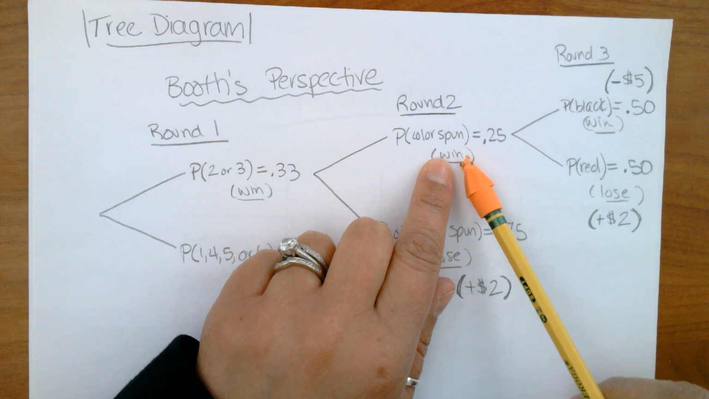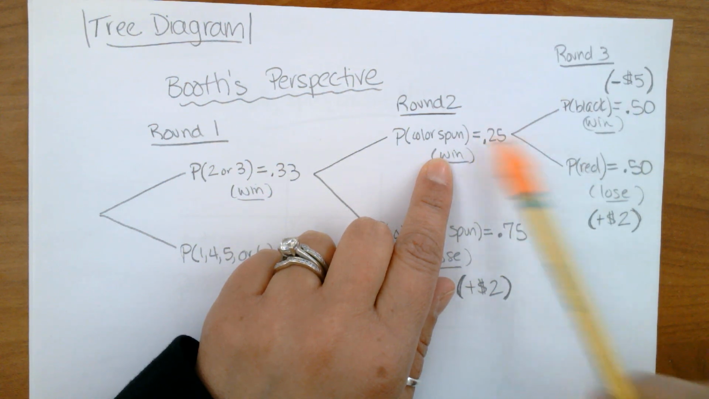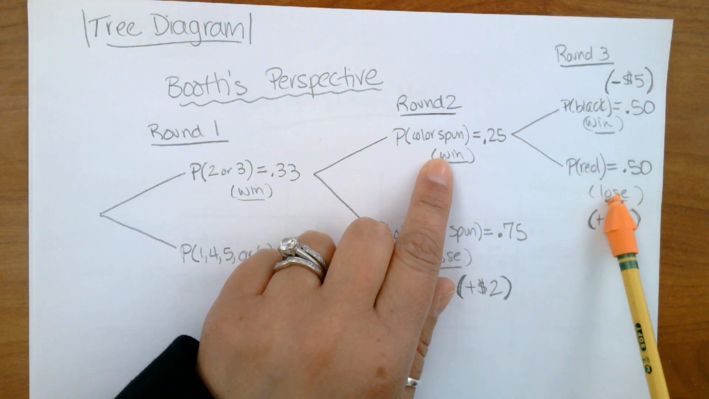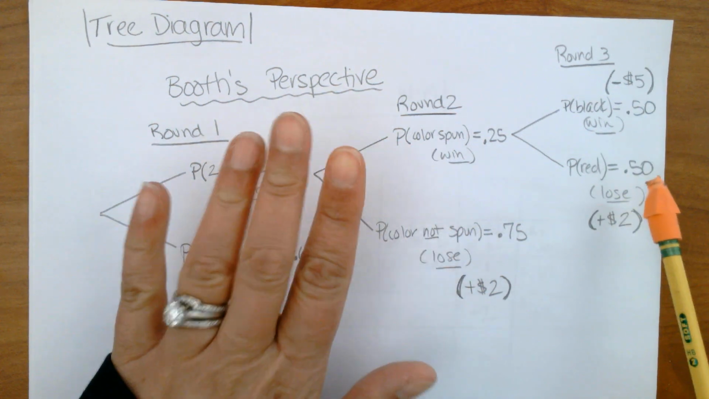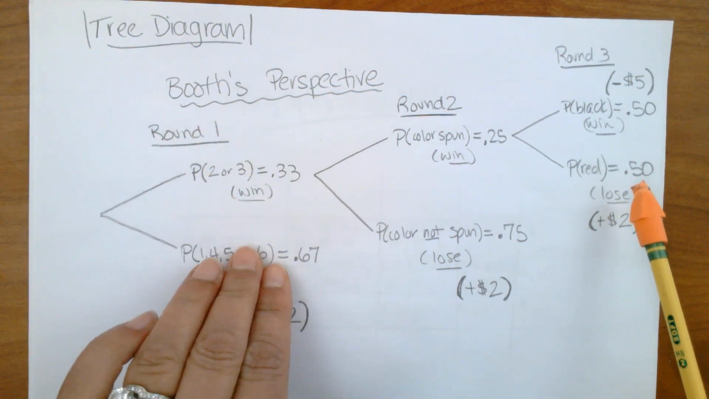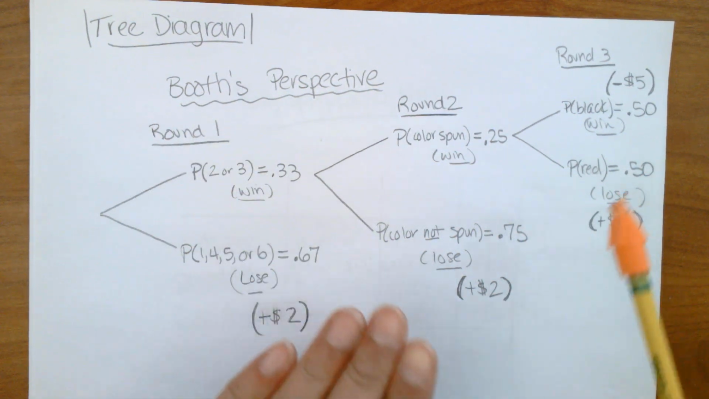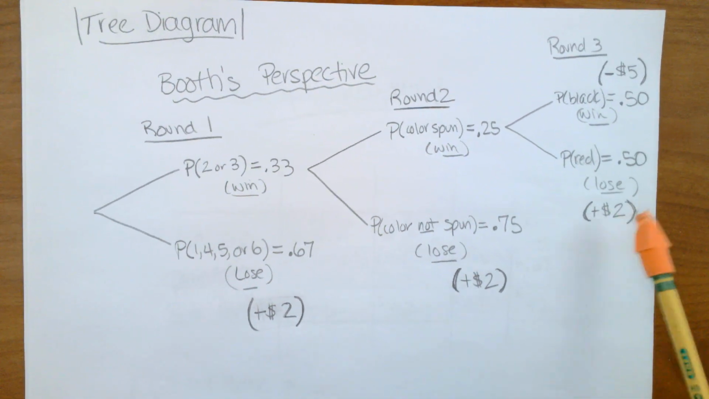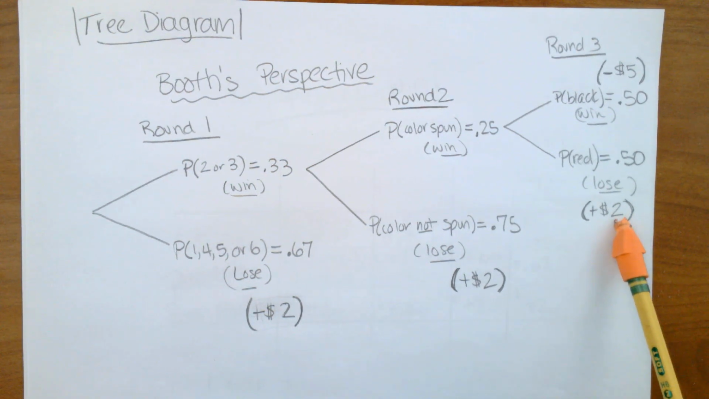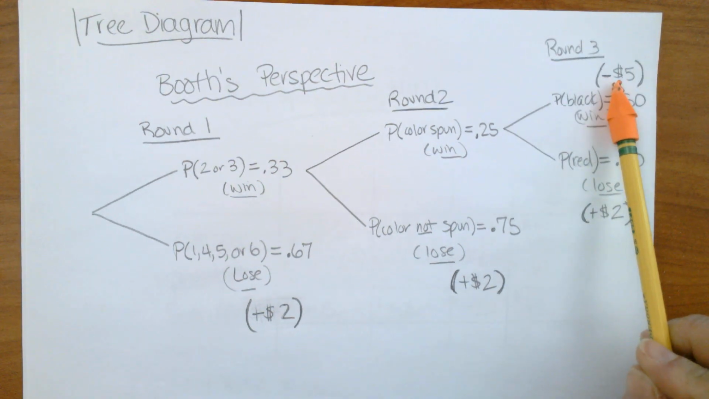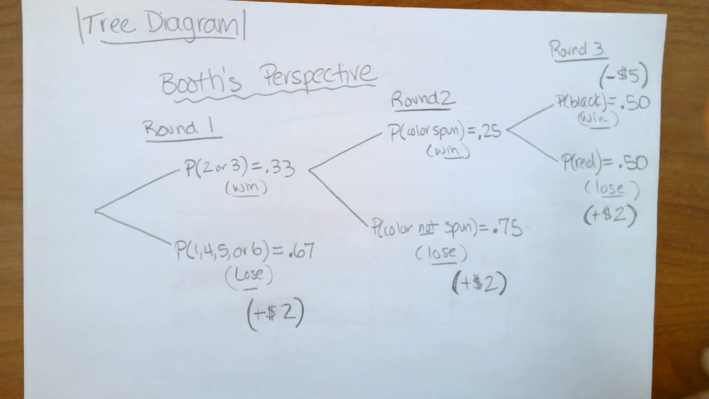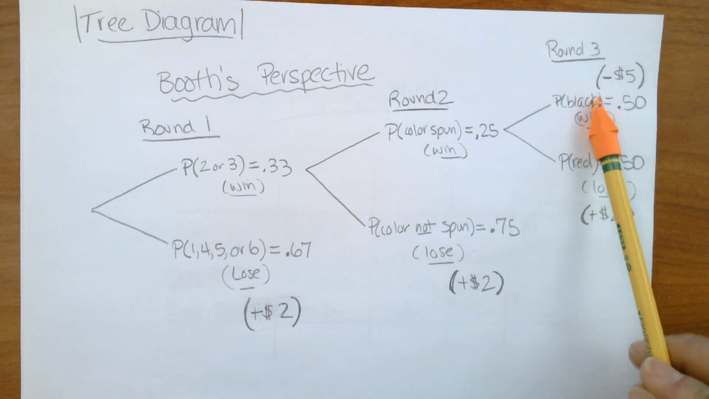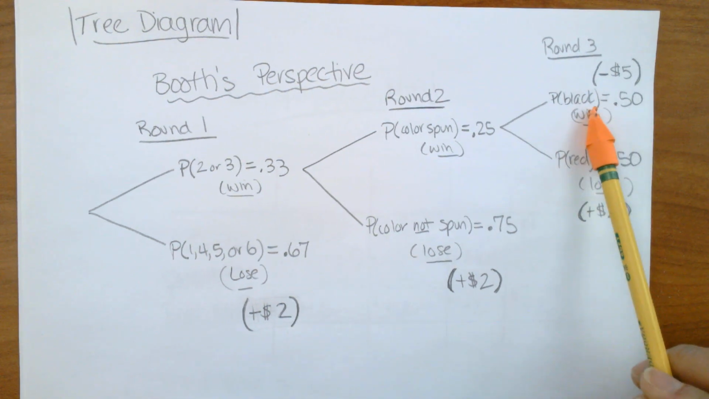Round three, they have two things. They could win or they can lose. Now, their probability of winning, 0.50. Their probability of losing, 0.50. So the tree is just based on either you win or you lose. That's it. Keep it simple. Now, if the player loses, yes, I get to keep their $2. So here, I'm up $2. If they win, I'm down $5 because that's how much I have to give them. The booth has to give them $5. So the booth is losing $5.